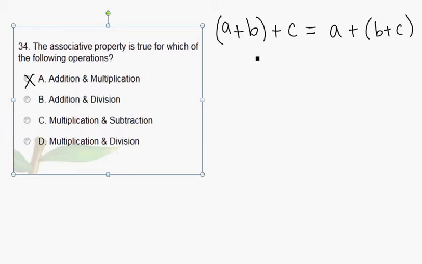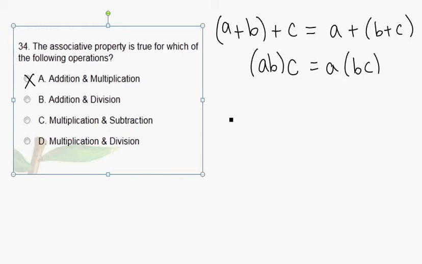This is also true for multiplication. So if I replace all those addition symbols with multiplication symbols, I get another true statement. So it is true that the product of A times B times C is equal to the product of A times the product of B and C. Okay, so that's why choice A is the correct choice.